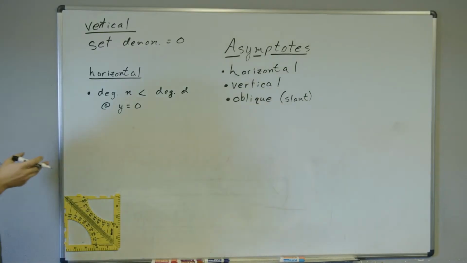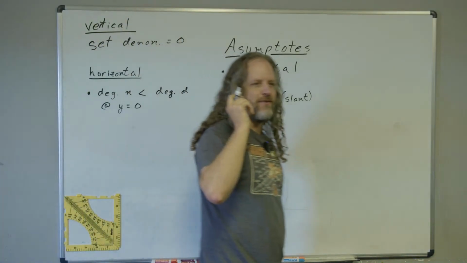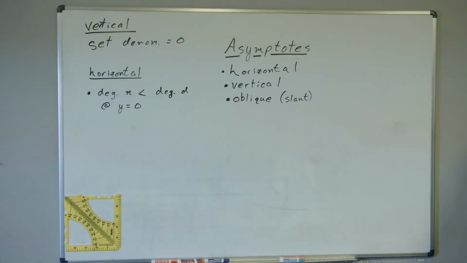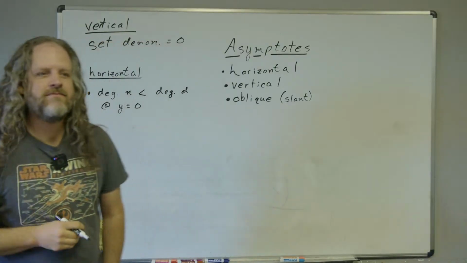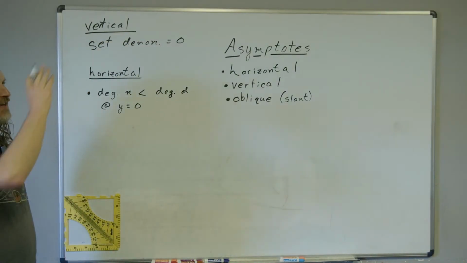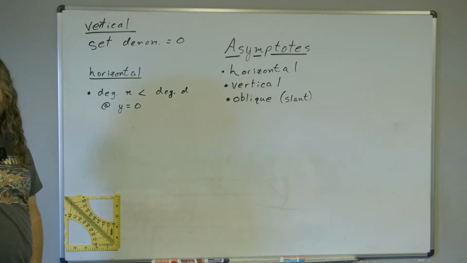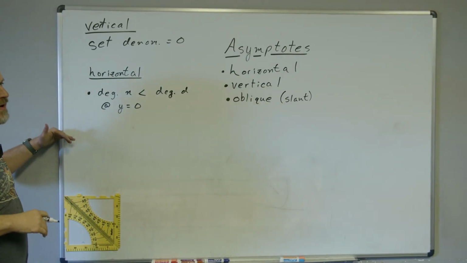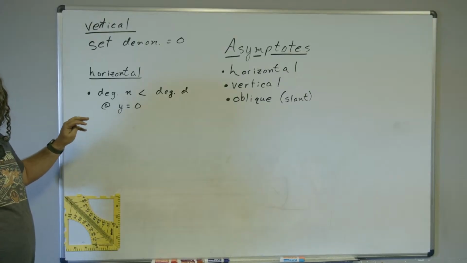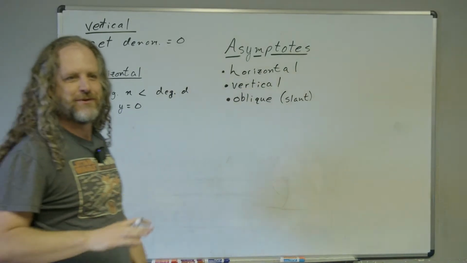Like the reciprocal function, 1 over x: what's the degree of the numerator? 0. What's the degree of the denominator? 1. So 0 is less than 1, and it has a horizontal asymptote at y equals 0. If the degree is less on top than on the bottom, it has one there, unless something specific, which we'll get to in a second.